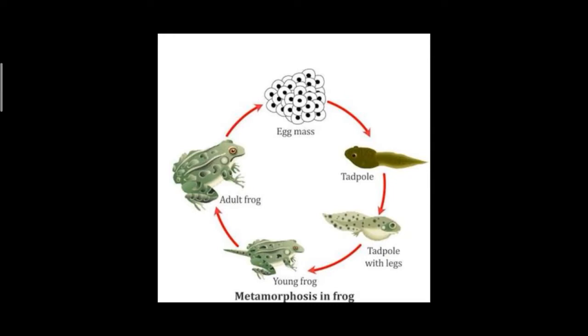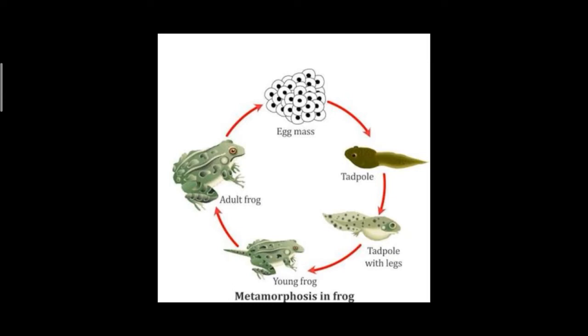In the first picture you see there are many eggs. An adult female frog lays hundreds of eggs in water. Most of the eggs get destroyed. Only a few eggs will escape. The first stage here is egg. Then the egg hatches to form a tadpole. What do you call a baby frog? No doubt it is a tadpole.